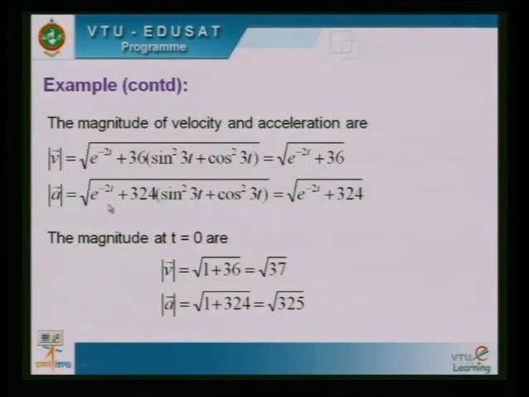In case of acceleration, you can find the coefficients of i square, j square, k square and simplify. Once again, you can use the same formula sin square theta plus cos square theta. Using that formula, you can find e to the power minus 2t plus 324. Is it clear? So, now you want to replace t by 0. I hope here you will get 1 plus 36 is equal to 37. If I replace t by 0, I will get 1 plus 324 is equal to 325. So, like that you can calculate velocity, acceleration and the magnitude of velocity as well as acceleration at a particular time.